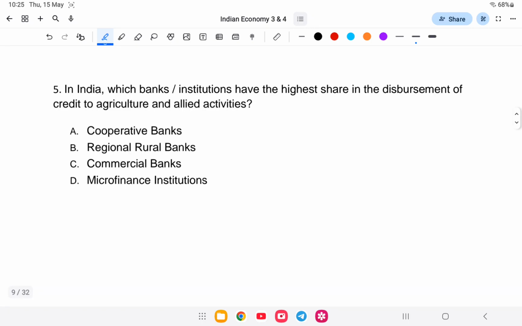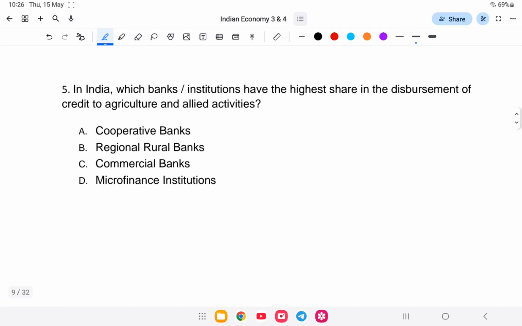In India, which banks and financial institutions have the highest share in the disbursement of credit to agriculture and allied activities? Is it A, cooperative banks, regional rural banks, commercial banks, or microfinance institutions? You may be thinking that for agriculture it will be regional rural banks, microfinance institutions, or cooperative banks. No, the answer is commercial banks. Commercial banks have the highest share.